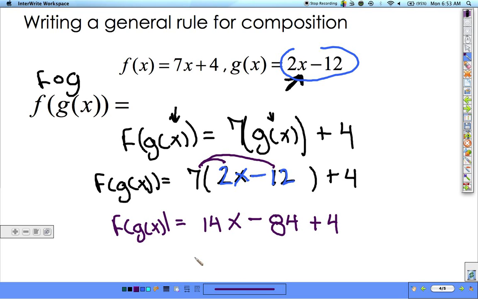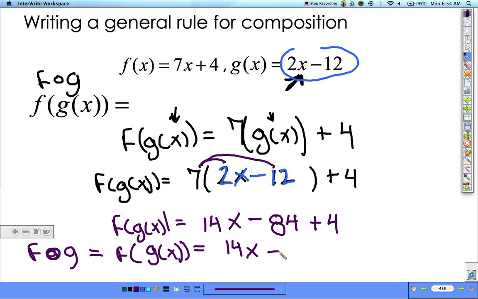So, again, I'm going to say that f of, whoops, that's a g, f of g of x, or f composed with g, is equal to 14x minus 84 plus 4, which is going to be minus 80. And that is how it's done.